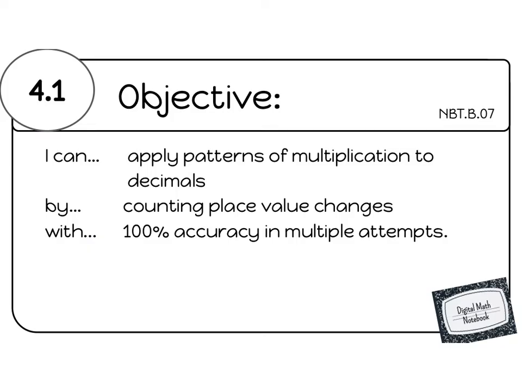Today's objective is: I can apply patterns of multiplication to decimals by counting place value changes with 100% accuracy in multiple attempts. Remember that the "I can" and the "by" need to be typed into your digital math notebook. Go ahead and pause to do that now.